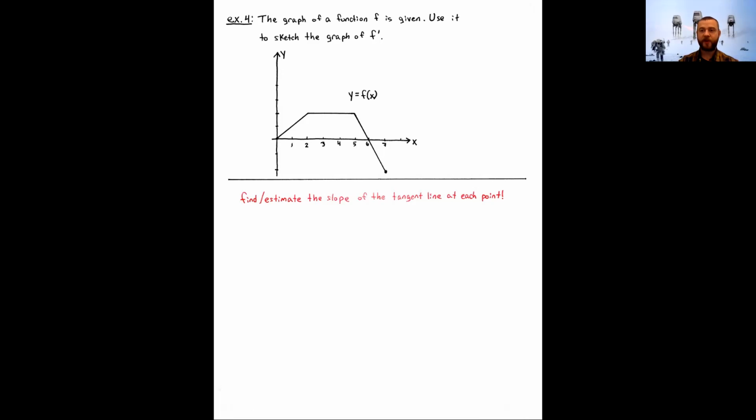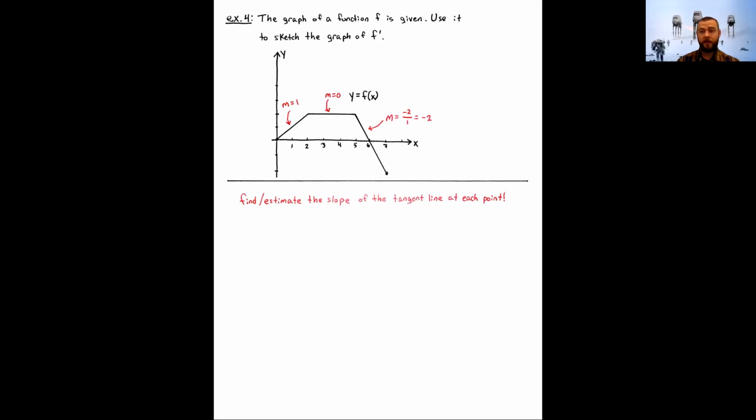But basically, we either try to find or estimate the slope of the tangent line to the graph of f at each point, and then we plot for f prime each individual slope. Now this one's simple. Those straight lines, with this pretty accurately drawn graph by hand there, we just need to calculate the slope of each of those line segments.